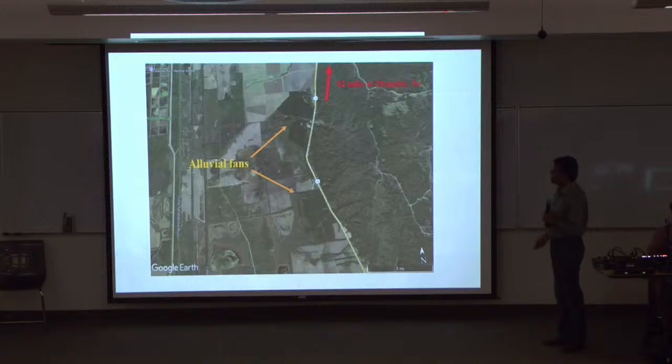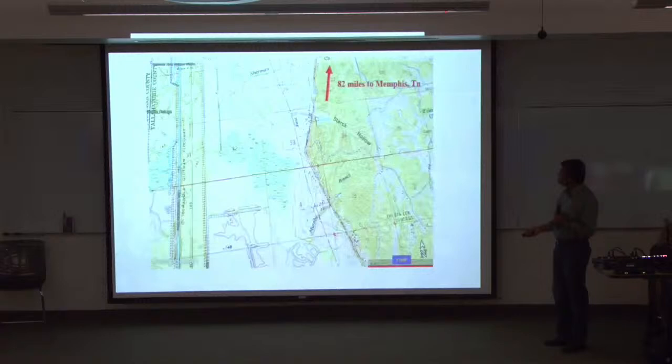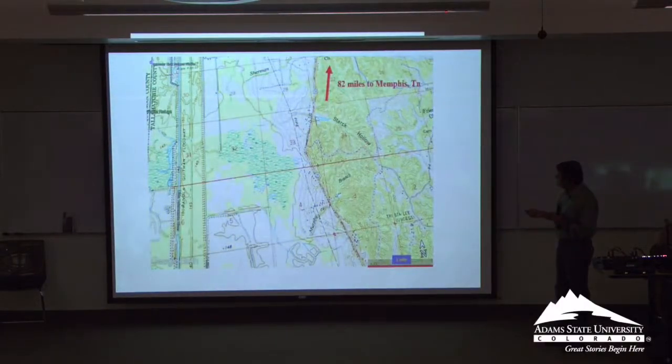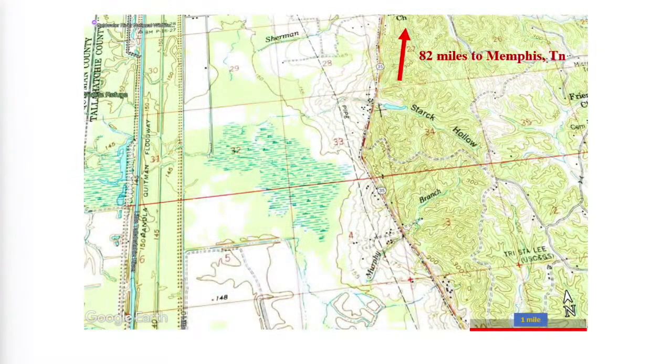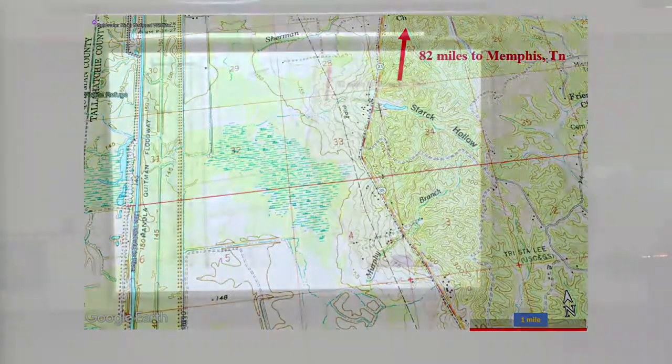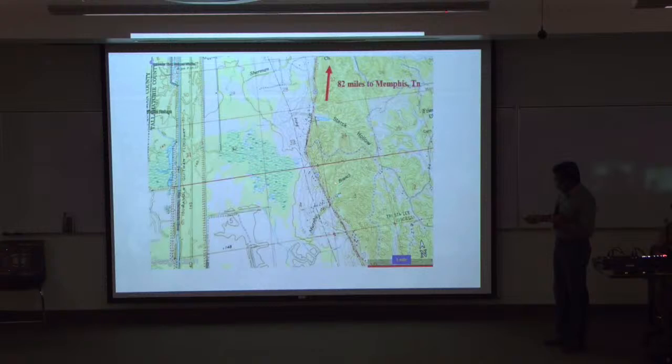So let's look at a topographic map that will reveal whether these are fans or not. Here you've got Stark Hollow, which is a little creek coming out of the bluff line, and you see the concentric contours that define the fan formed by Stark Hollow. And Murphy Branch is another fan which is going towards the southwest. So these two are alluvial fans.